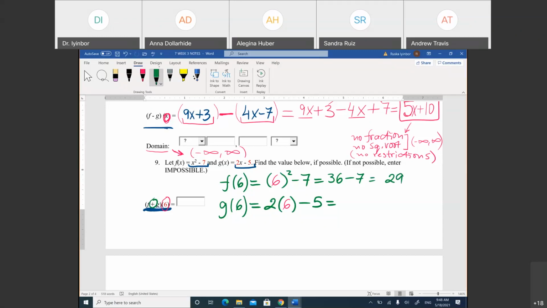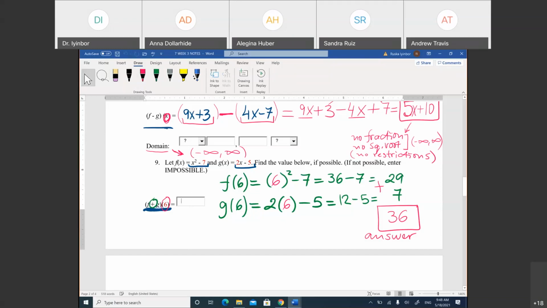Then you're doing the next one. 2 times 6 is 12. Minus 5 is, what is 12 minus 5? 7. And then what are you doing with those two numbers? You're going to add those two numbers, right? Because it says f plus g. So you add 29 plus 7, which is 36. And that's my answer. So my answer is 36.